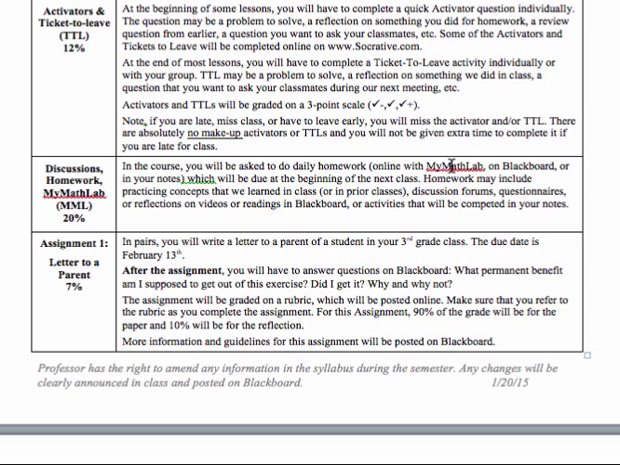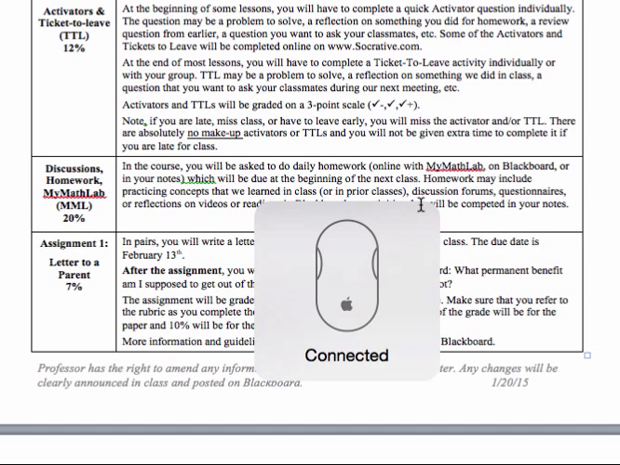Discussions, homework, and My Math Lab are all considered to be part of homework, and that is 20% of the grade. You can take a closer look at what those will entail. There will be 3 assignments.